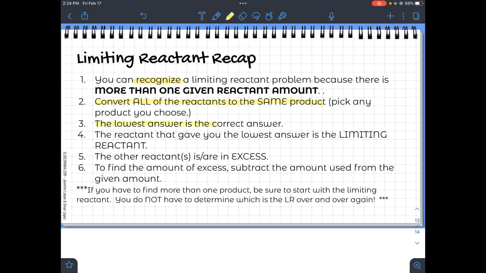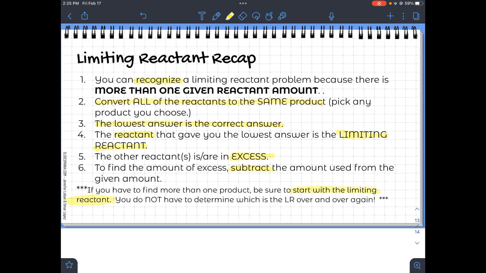The lowest answer is the correct answer. Remember, the higher answer we exit out. The reactant that gave you the lowest answer is the limiting reactant, and the other reactant is excess. To find the amount of excess, you subtract the amount used from the amount given. All right. So that is it. This last little bit here says if you have to find more than one product, be sure to start with the limiting reactant. So that's really a key thing.